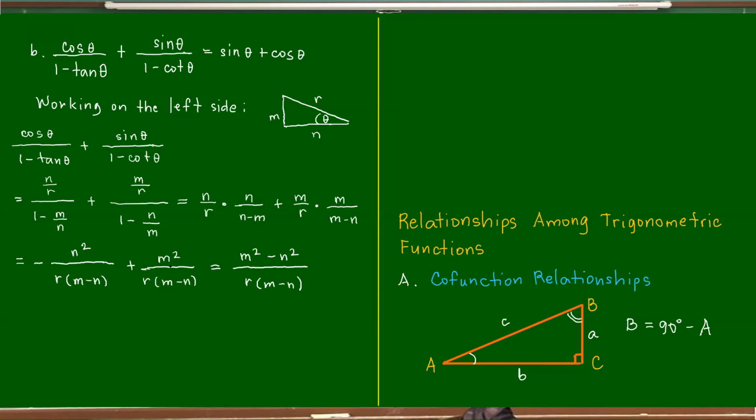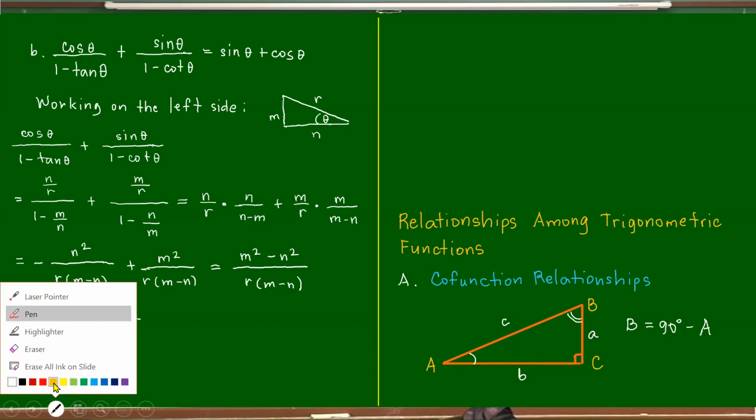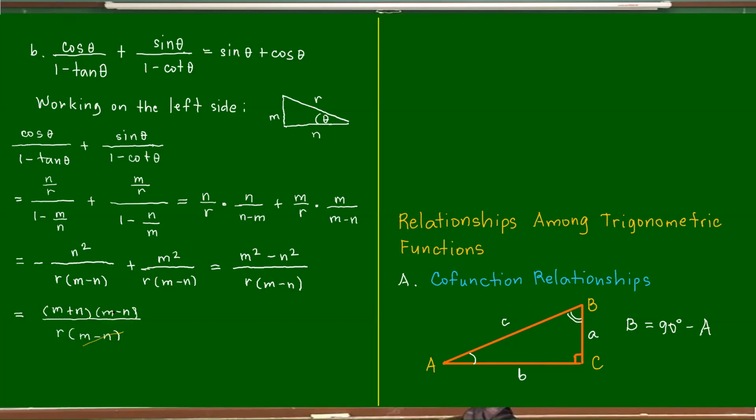What comes next? We can factor the numerator. What is the factored form? m plus n times m minus n, all over the denominator, r times m minus n. We can now cancel the common factor. So what is left is m plus n over r.